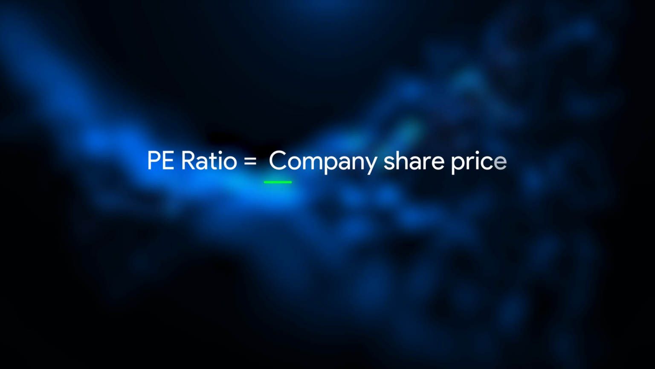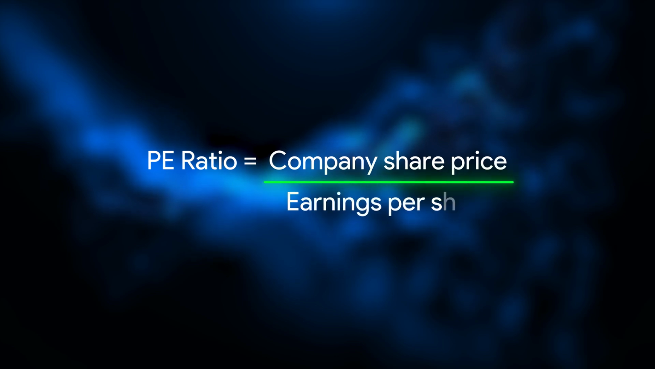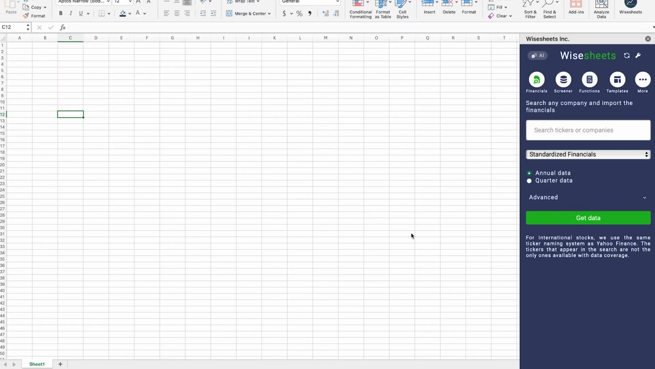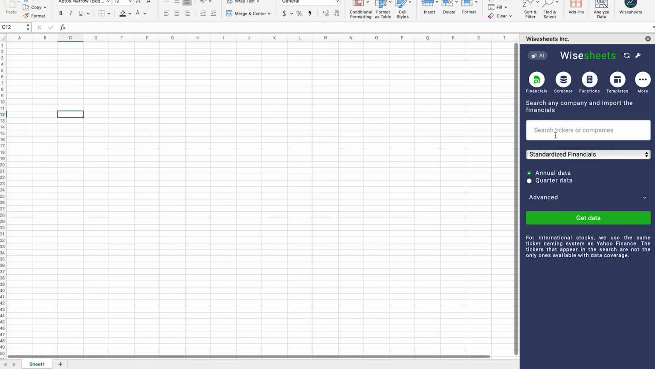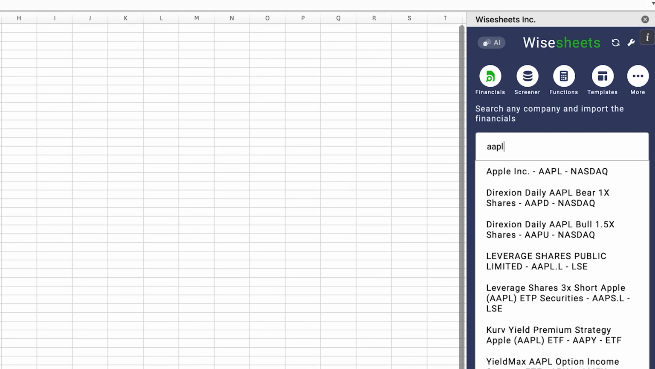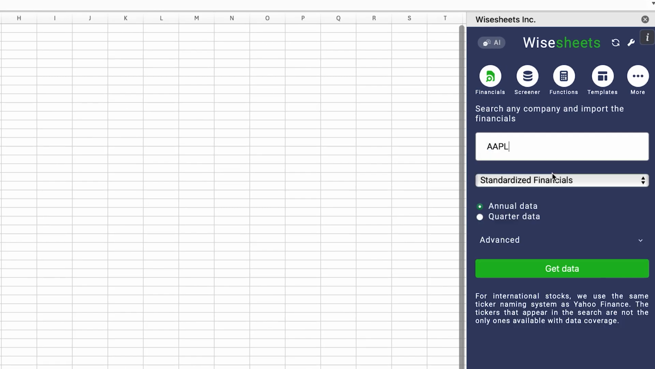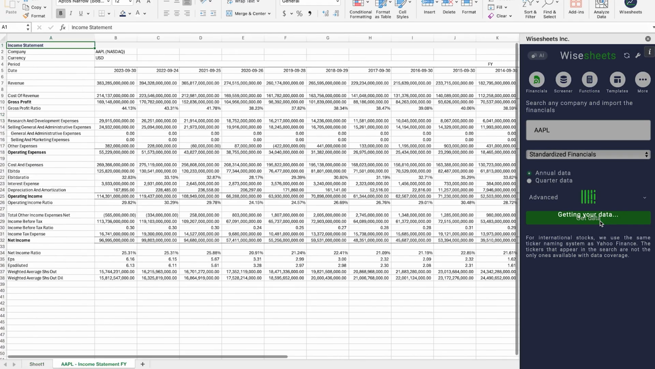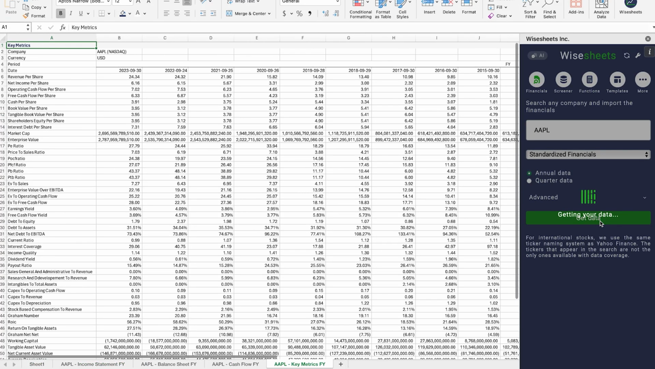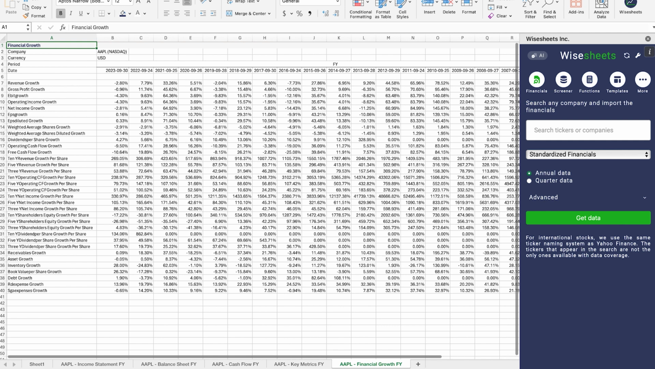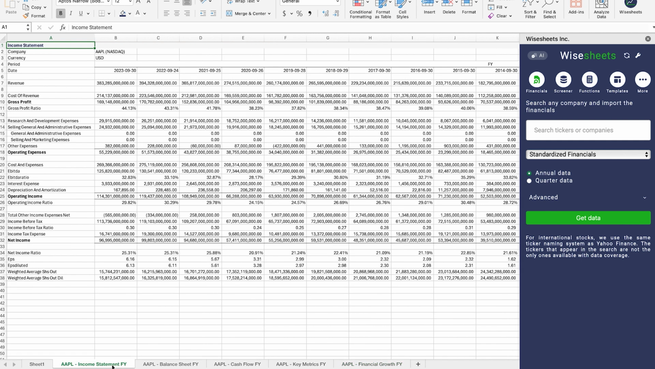The P/E ratio formula is simple. All you have to do is take the company's share price and divide it by the earnings per share of the company. To calculate the P/E ratio, you're gonna need to get the income statement, and you're also gonna need to get the price of the particular stock. You can do that by going online and finding the information, or using a tool like Y-Sheets. You can just simply enter the company name or the ticker, and you're gonna be able to get all the information you need, just like this.